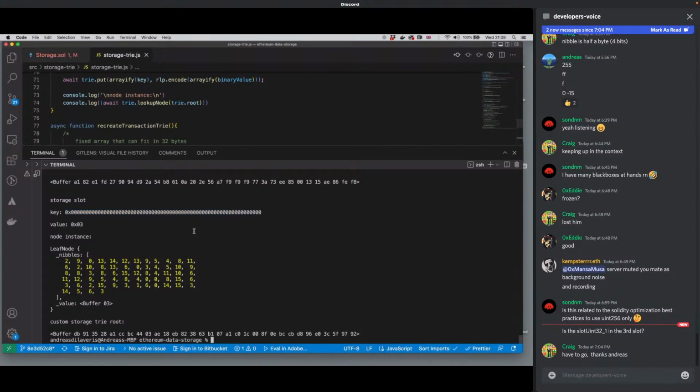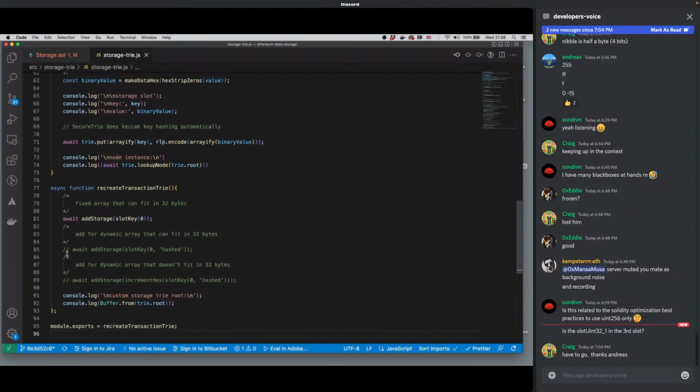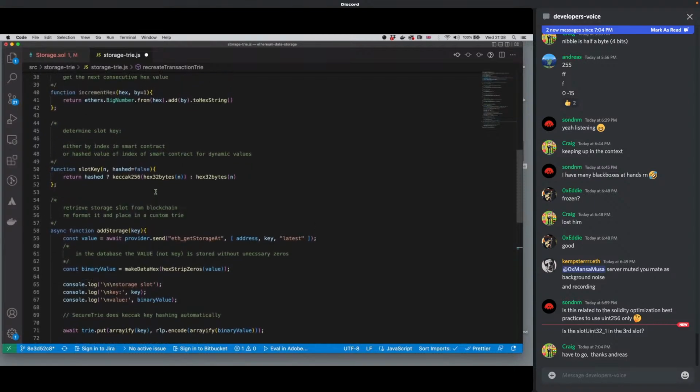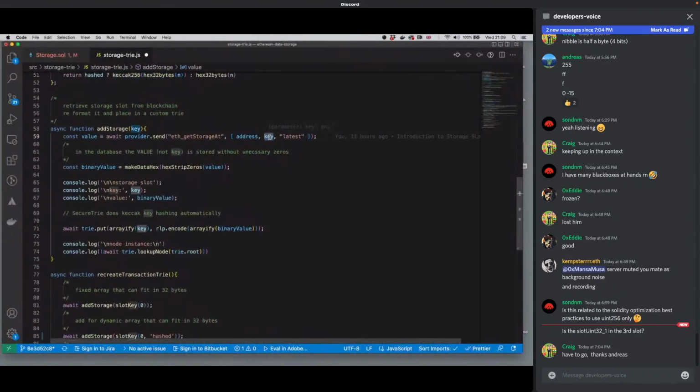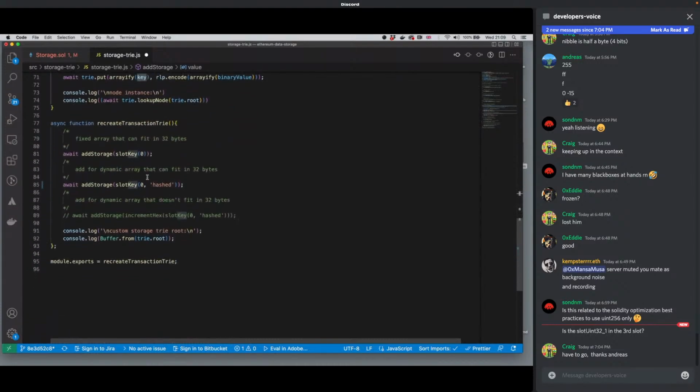So in code, what does that mean? Instead of taking the 32 byte value of zero, we take the hash of the value 0 in 32 bytes. That's the value we look for via the provider to get the value back. So I'm still looking at slot 0, but I'm looking for the hashed value of slot 0.